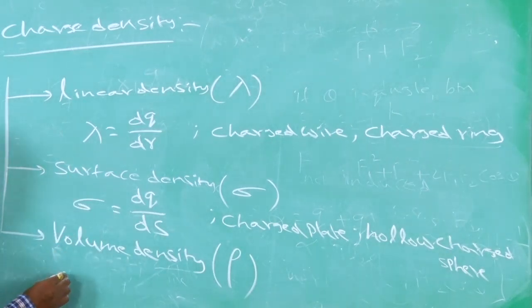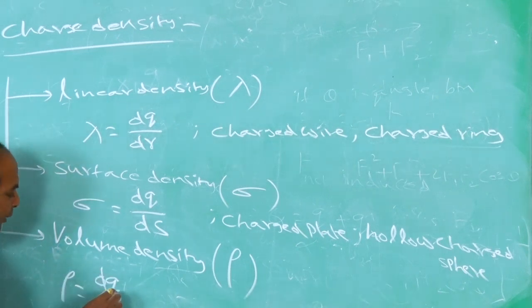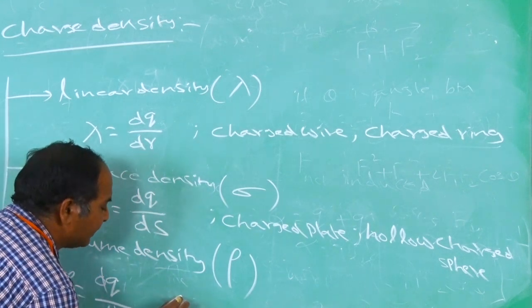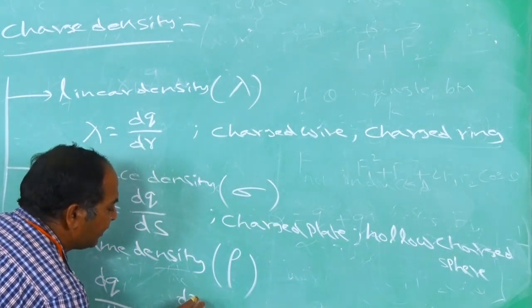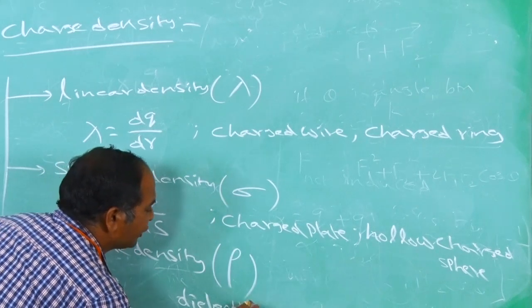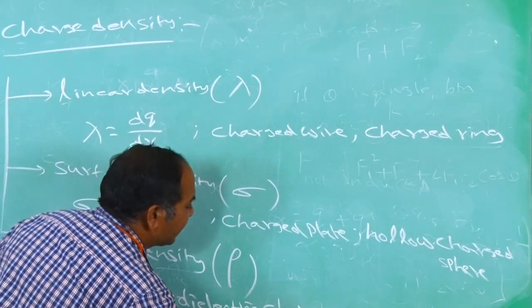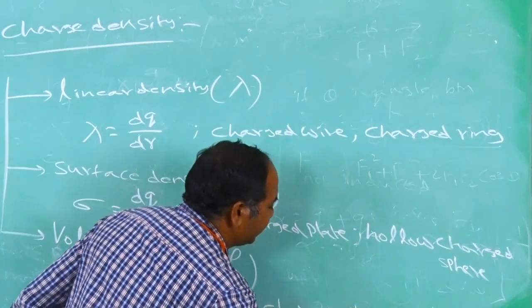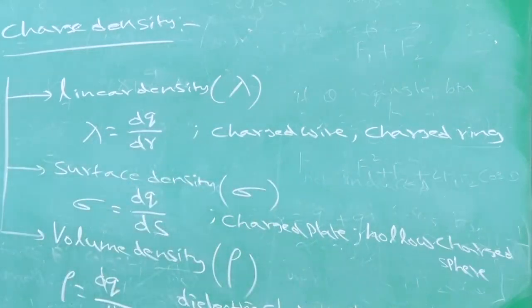Volume density means charge per unit volume, dq by dv. That means in the total volume the charge may be anywhere. An example is a dielectric charged sphere. Dielectric means it does not allow the charges to move away, so the charge can appear anywhere. That's why a dielectric charged sphere has volume density.